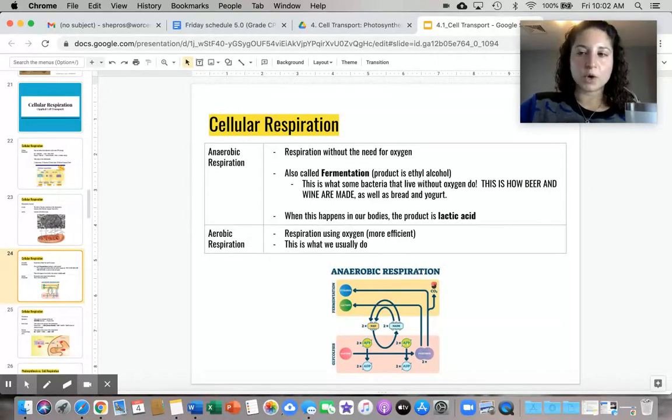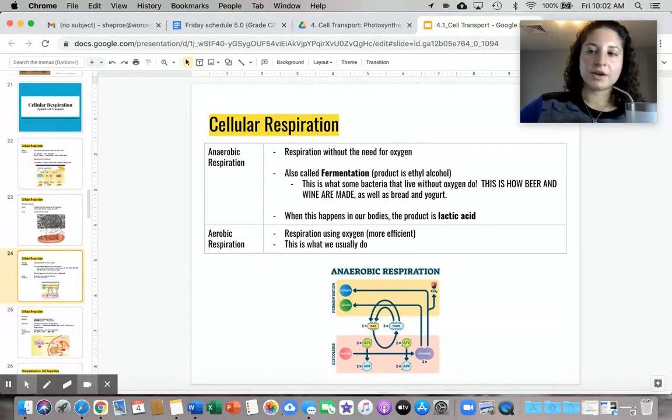This is if you're working really hard physically, your muscles will start to burn. And that's because our muscles are making something called lactic acid. Keep in mind, acid, it's supposed to burn, low pH. So that's anaerobic respiration for us.